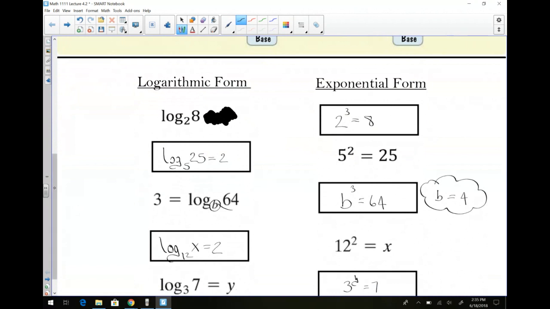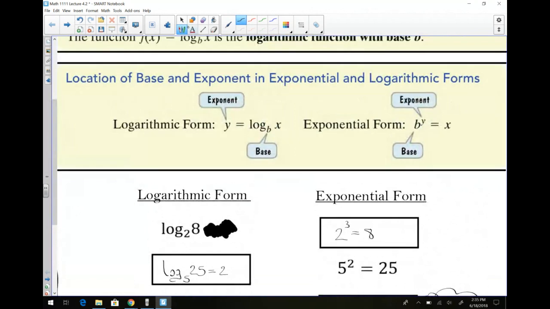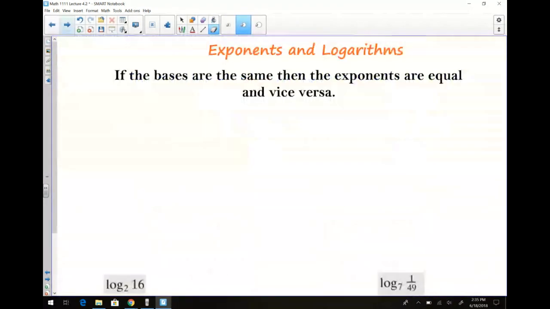Other than y'all are doing it now just because I told you what the answers were. But what happens with this, and let me erase this real quick so y'all can have it. The first thing that we want to know about this is that if the bases are the same, then the exponents are equal and vice versa. Then you're like, okay, well, what does that really mean?